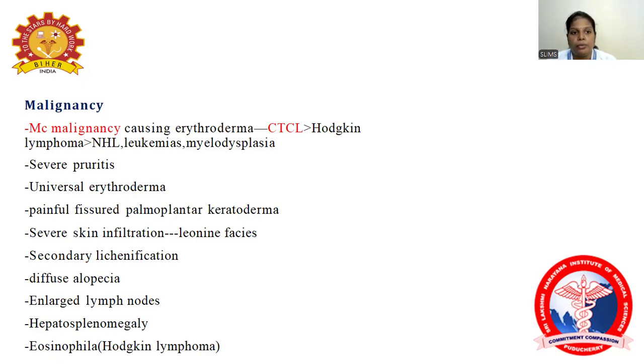There will be severe pruritus, universal erythroderma, painful fissured palmoplantar keratoderma, and severe skin infiltration which results in leonine facies. What are the other conditions you know of with leonine facies? One is mastocytosis, another is LL, lepromatous leprosy. These kinds of patients will have leonine facies. Secondary lichenification, diffuse alopecia, eosinophilia, enlarged lymph nodes, and hepatosplenomegaly are present in malignancies.